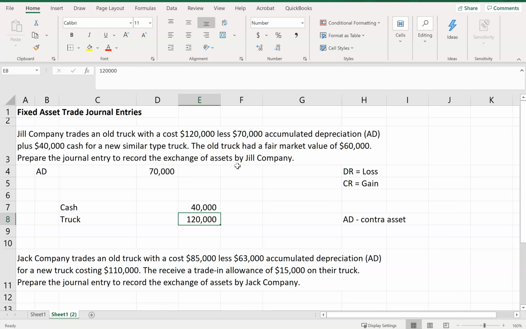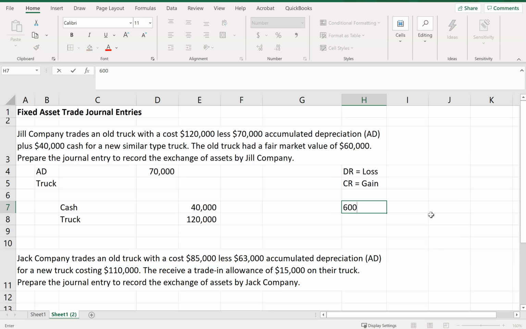Okay, so the last piece that we need is the cost of the new truck. So we're going to acquire, well, the second to last piece is that new truck. So we need to figure out what the cost of our new truck is. And the cost of the new truck is basically what are we giving up? How much are we giving up? Or the consideration, sometimes it's called. So we're giving up the fair market value of our old truck, which is $60,000.